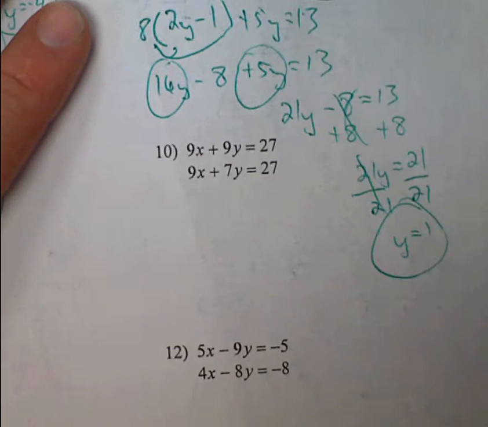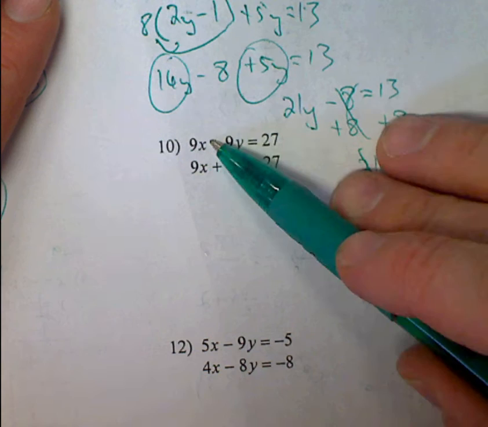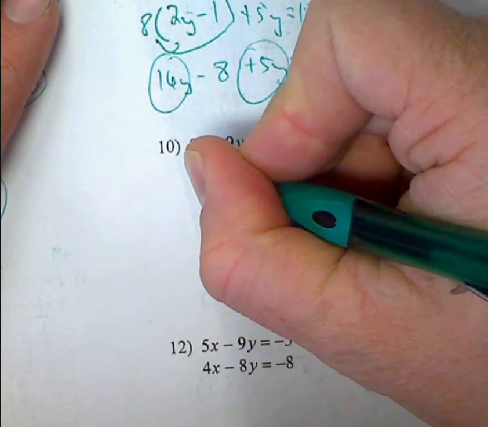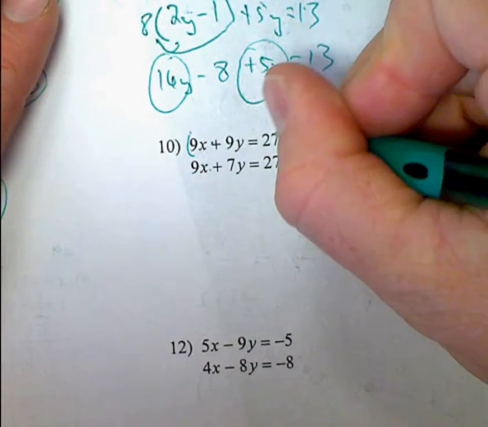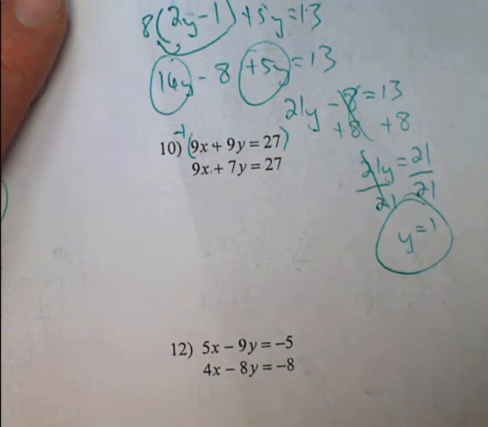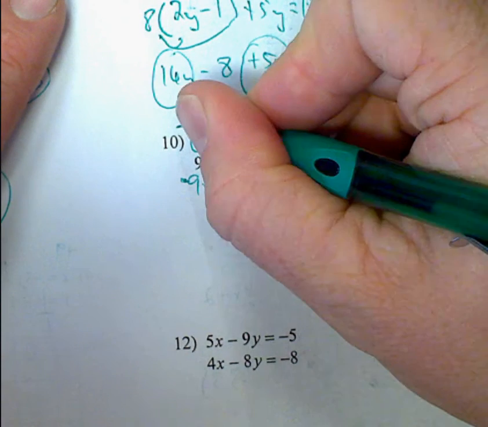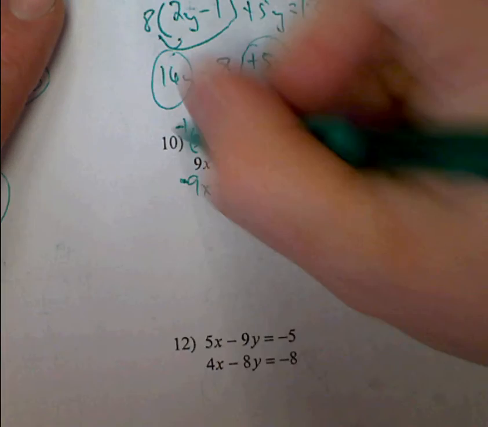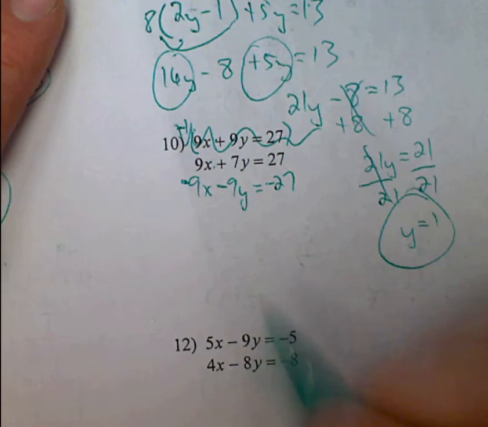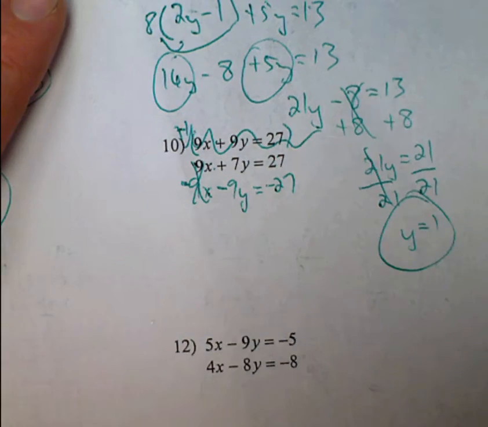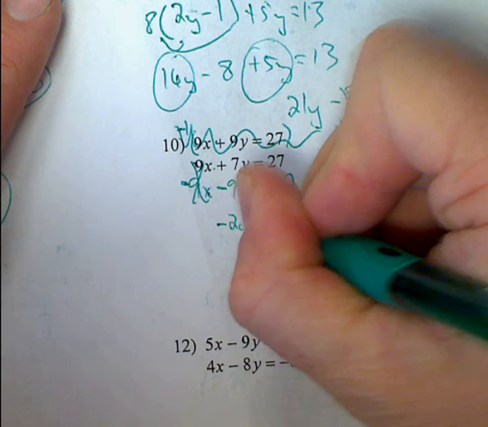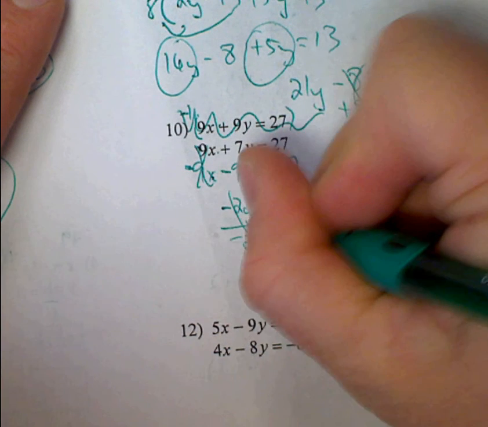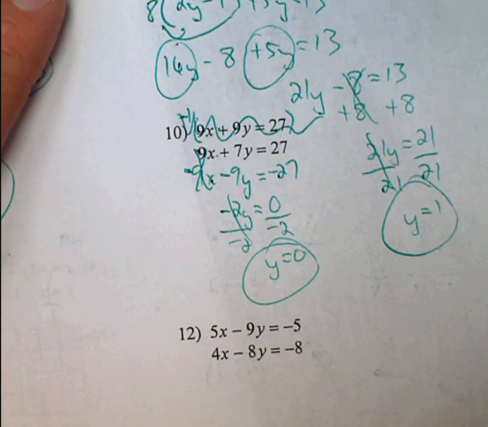Number 10, elimination. My x's are on top, my y's are on top, my numbers are on top. This is positive 9, this is positive 9, so the only thing I have to do is multiply this by negative 1, which will give me negative 9. Negative 9x, I multiply it to everything, negative 9y, negative 27. I'm done with this. This eliminates. 7y minus 9y becomes negative 2y. 27 minus 27 is 0. Divide by negative 2. Y equals 0.